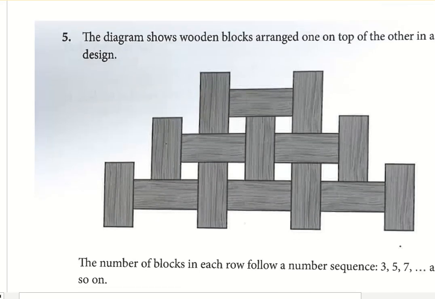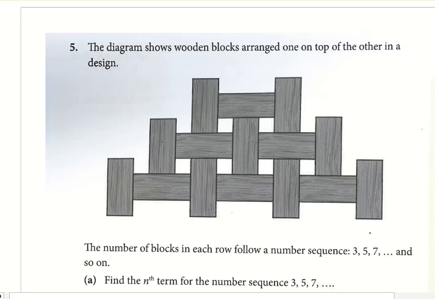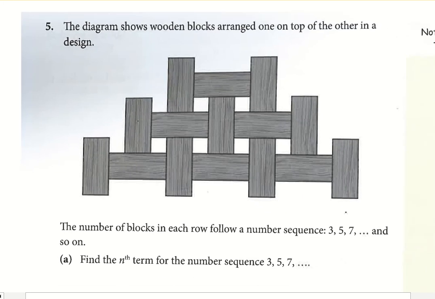Now we have a question that's not so straightforward, but they explain what's happening. So don't be afraid of this kind of problem sums. You've got wooden blocks that are arranged one on top of the other in a design. The number of blocks for each row will follow a sequence. So the first row we've got 3, then 5, then 7. Let's count. This is my first row.